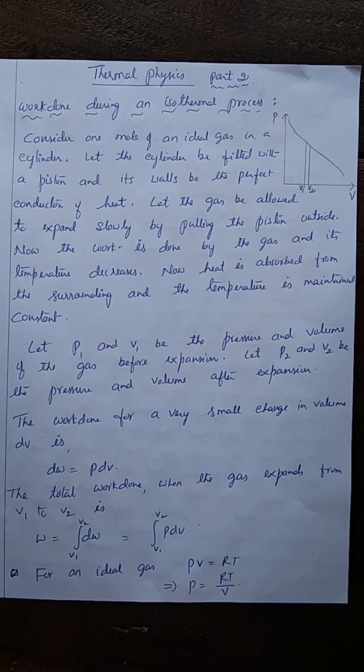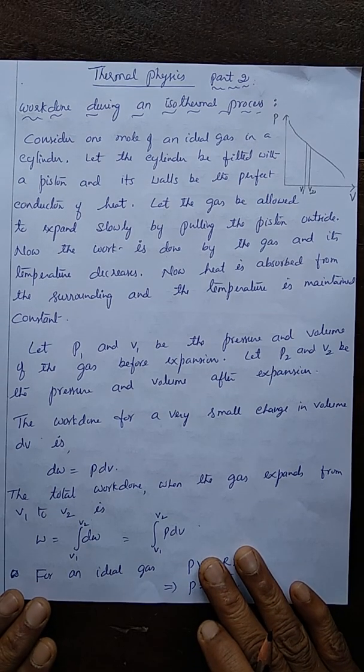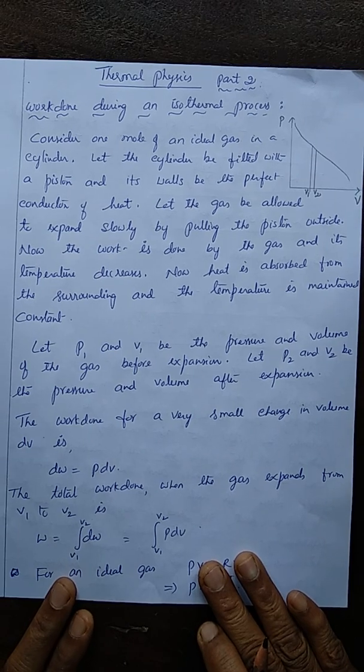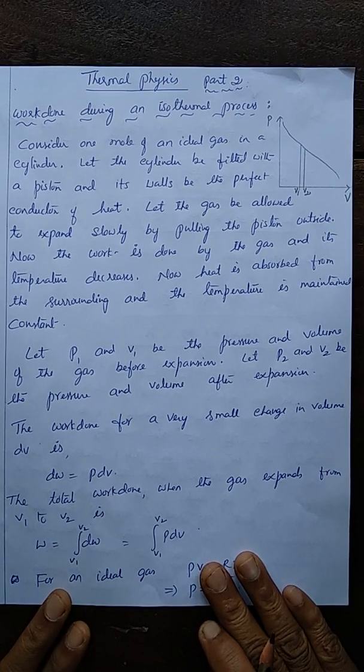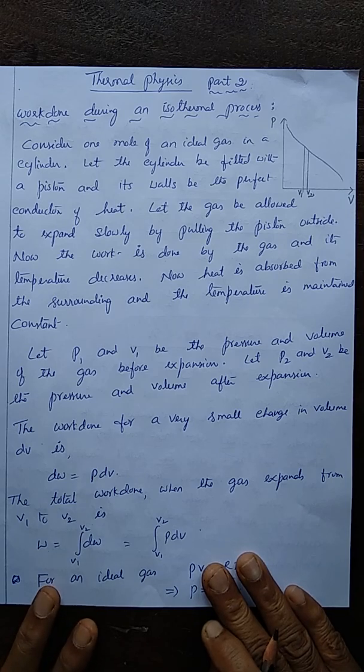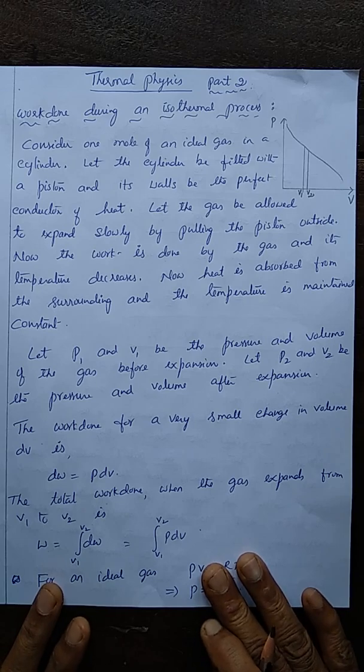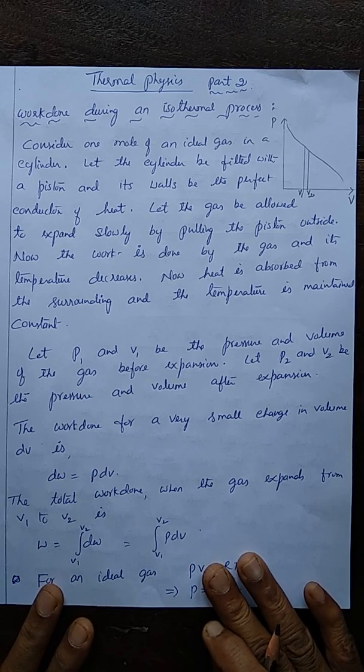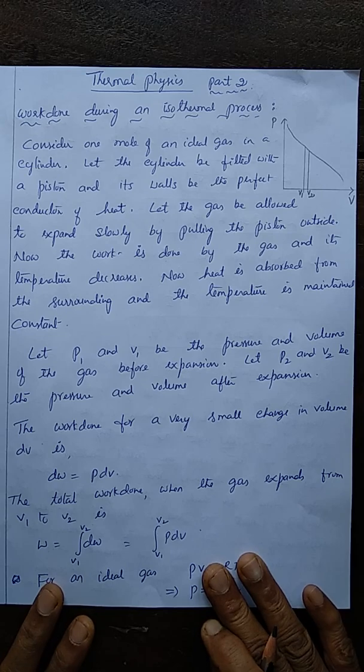Dear students, in this class, let us derive the expressions for work done during an isothermal process and work done during an adiabatic process. In the last class, I had explained the different types of process taking place in a thermodynamical system. The different types of process are isothermal, adiabatic, isobaric, isochoric, and cyclic process. Now, let us consider the isothermal process.